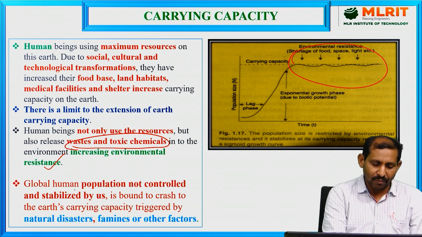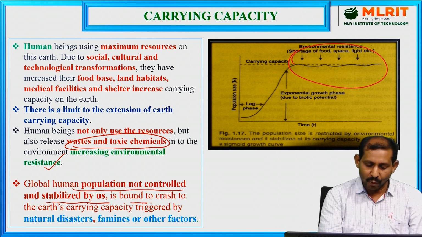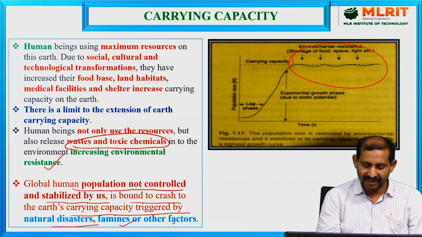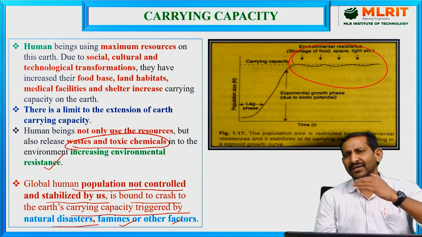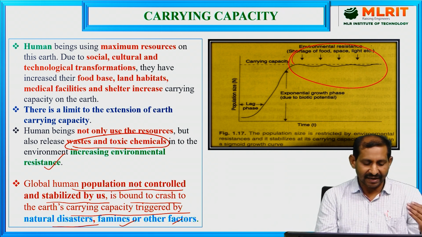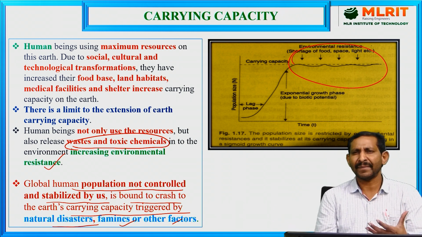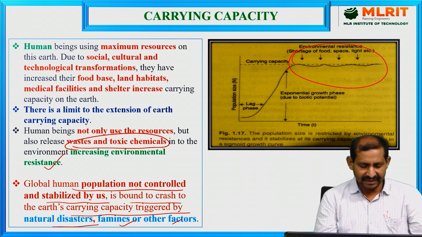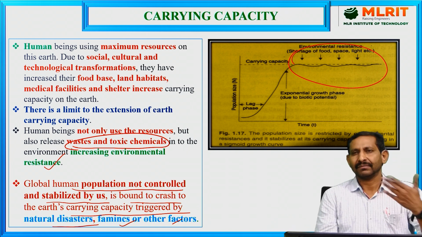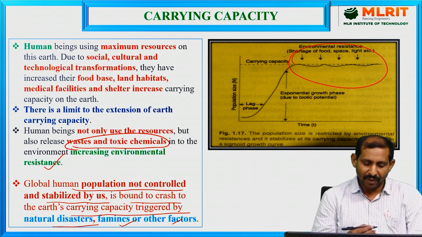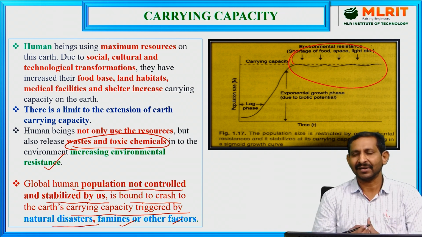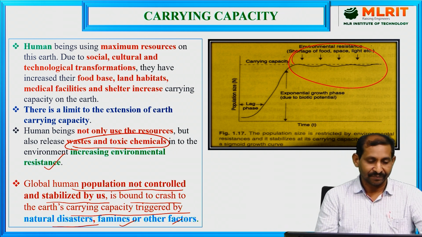The global human population is not controlled or stabilized by us, but is bound to cross the earth's carrying capacity, triggered by natural disorders, famines and other factors. For example, once any population reaches the saturation point of carrying capacity, a decline is triggered by natural disorders. When a calamity like an earthquake or tsunami comes, the population automatically decreases.